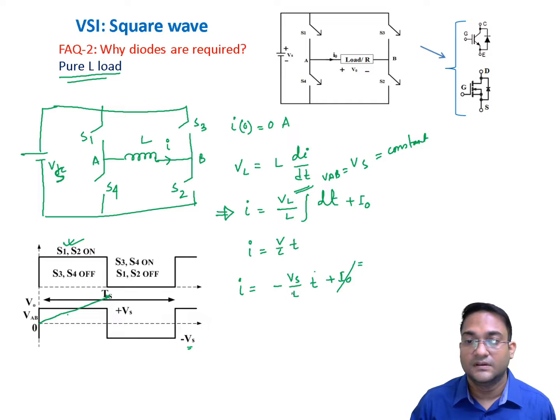So it is having a negative slope and current will come down to this point 0, and the next cycle again it will start from 0. So your current, you will see it looks like a unidirectional current basically. So current will always flow from this direction.